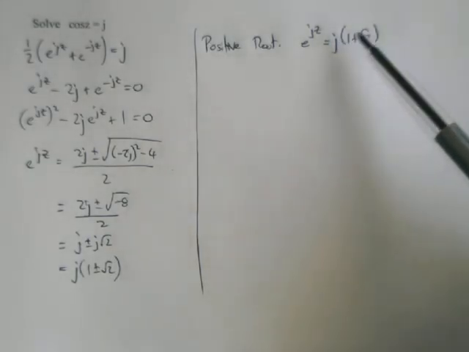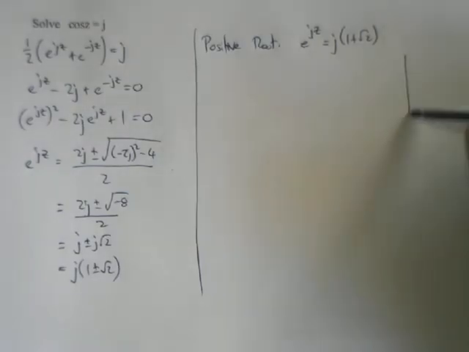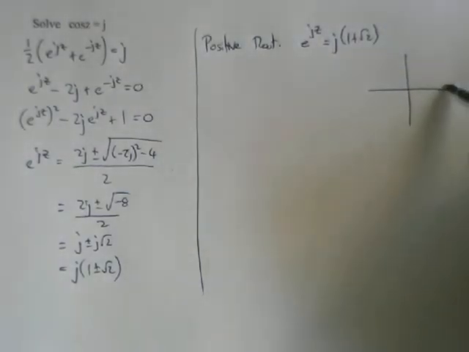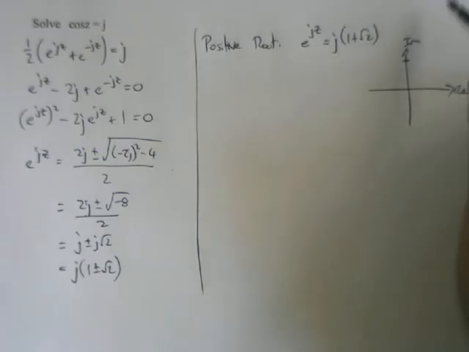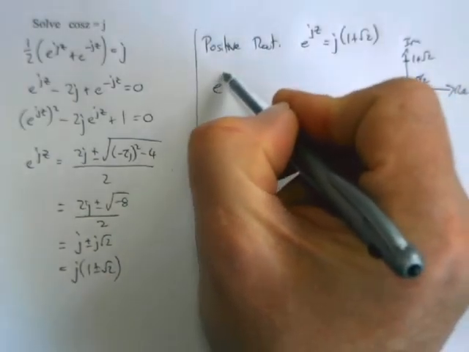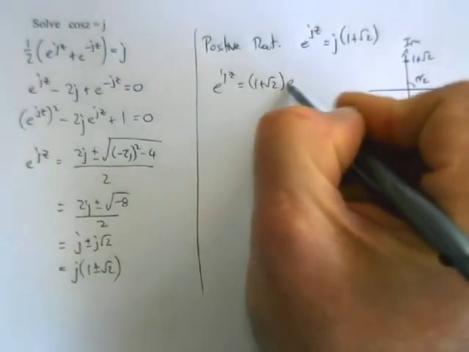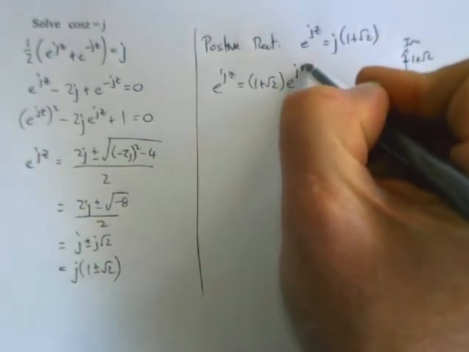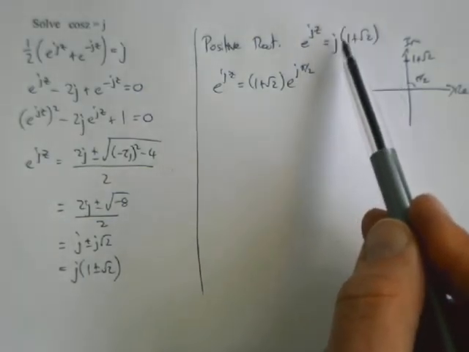Looking at this number in polar form, this is the real axis and the imaginary axis. This number is all imaginary. There's no real part, it's just imaginary. So it's up here at a height of 1 plus root 2, and the angle is 90 degrees, which is pi over 2. So e to the jz is 1 plus root 2 times e to the j pi over 2. What I've done is taken this pure imaginary number and made it into exponential form, and now I can take the natural log of both sides.